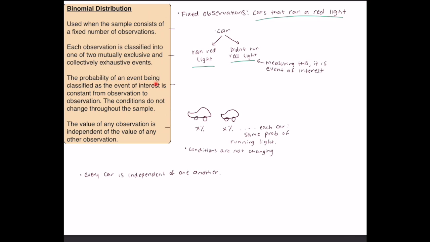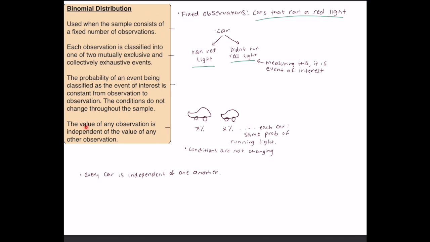Next, the probability of an event being classified as an event of interest is constant from observation to observation. So the conditions do not change throughout the sample. So every car has the same probability of running a red light. Obviously, we're not considering other factors, such as maybe the age of the driver or something that would affect the probability of running the red light. We are assuming that every car has the same probability, and those conditions are not changing.